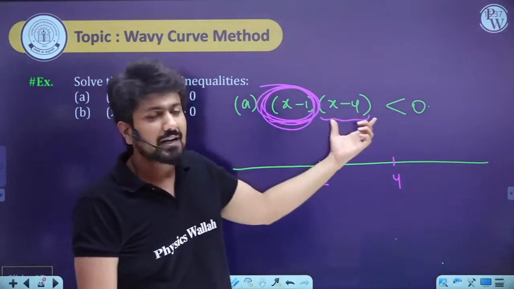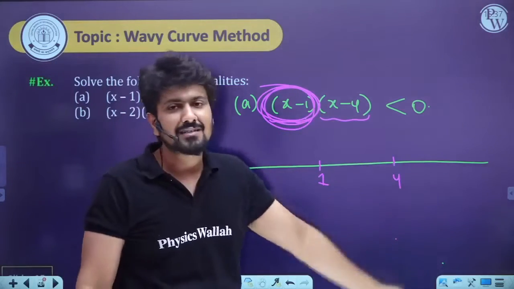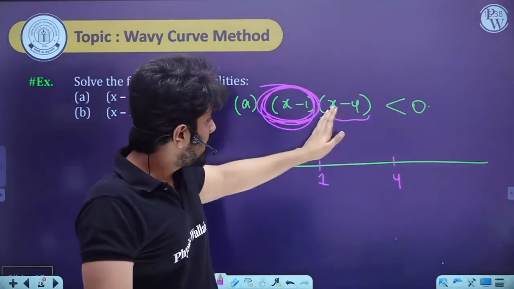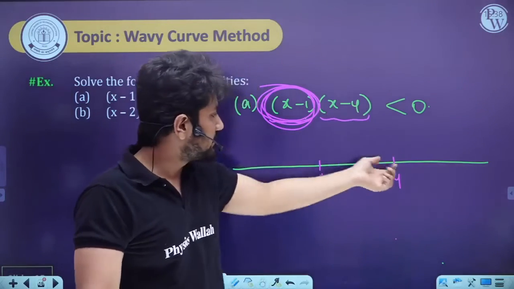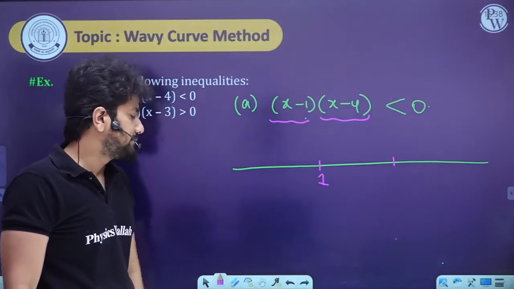And the second factor, this changes its nature or its sign about which point? About x is equal to 4. At x is equal to 4 exactly, they become 0. If x is greater than 4, this factor is positive. If x is less than 4, this factor is negative. Okay, so we got that idea.